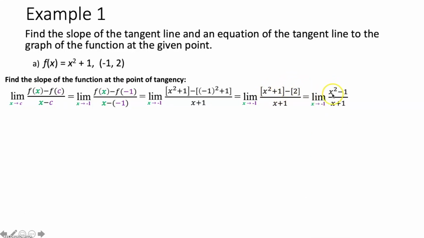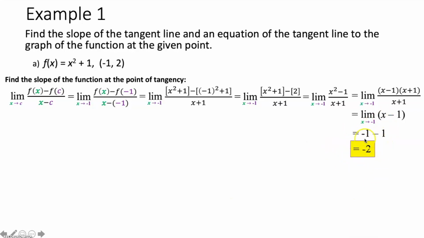Now, I can't plug -1 in yet. I still get 0 over 0. So can I simplify this any further? Yeah, x squared minus 1 is a difference of squares, and it factors into x minus 1 times x plus 1. Now the x plus 1s in the numerator and denominator cancel each other out, and I'm just left with the limit as x approaches -1 of x minus 1. Now I can substitute in -1 for x and evaluate this limit. So if I plug in -1 for x, I get -1 minus 1, which gives you -2.